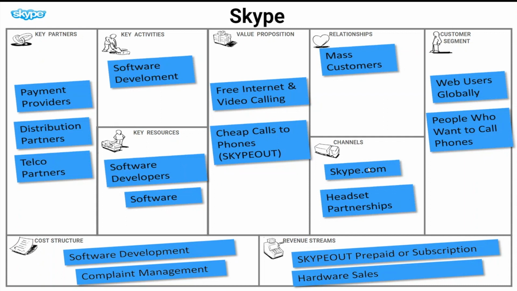What exactly is the cost structure, what costs them? Software development costs them, and that is a very big cost. And finally, the complaint management system, which is how to be in contact with the customer, how to receive their complaints, and how to apply the changes they want within the system.